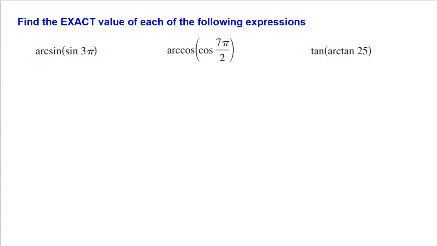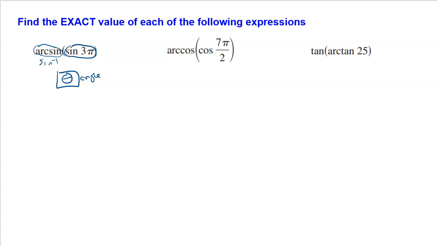All right. So first off, the overall value that I'm trying to find is an arc sine. That's a sine inverse. The output to a sine inverse is an angle. So my final answer is going to be an angle. It is worth noting that. Now, the input is sine of 3 pi. So, okay, well, what is sine of 3 pi?